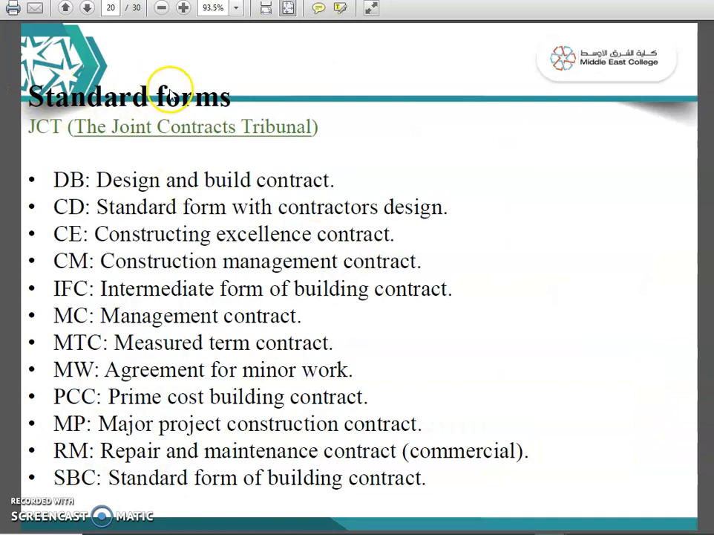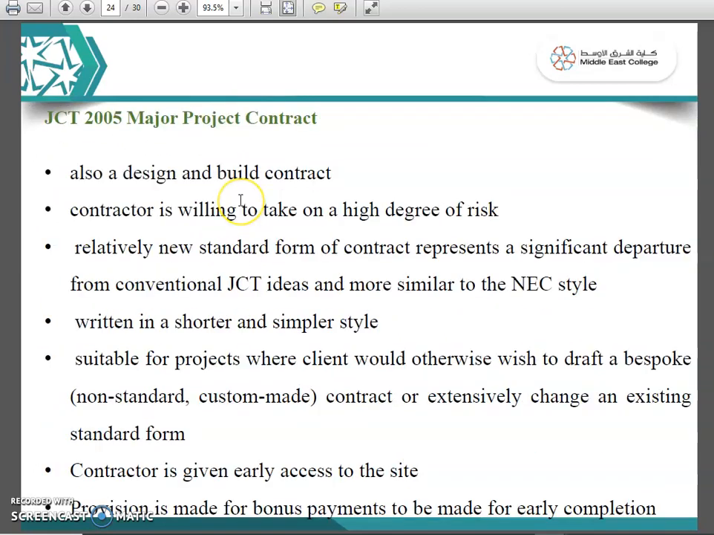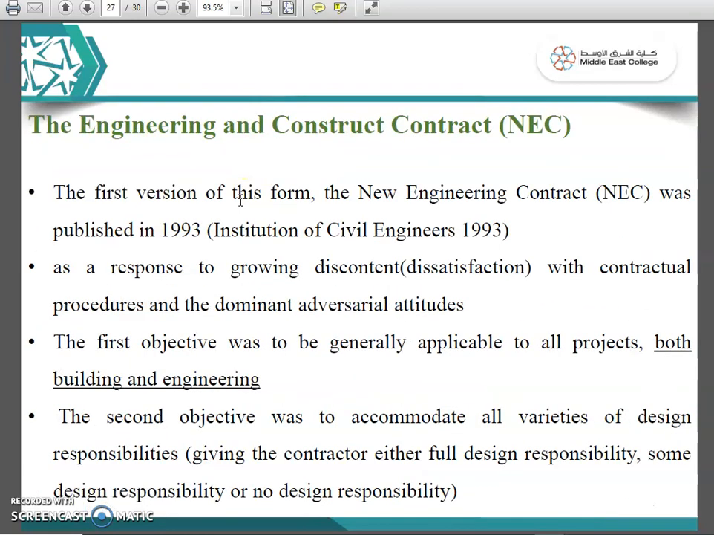The standard forms of contract under JCT include DB, the design and build contract, and the standard form with contractor design, something like that. So these are various types of contracts. I'll show you how you can read all these things and where we got them from. The NEC is by the Institution of Civil Engineers, the first version. The objective was to be generally applicable to all projects, both building and engineering. The second objective was to accommodate all varieties of design.